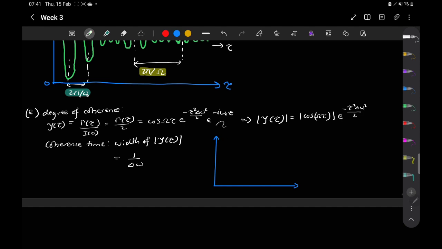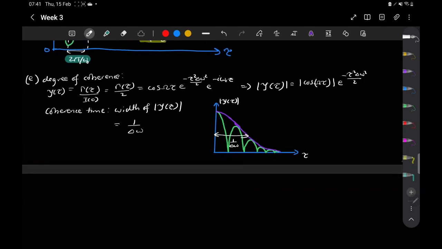Now if I make the plot, the envelope will be this, joining all the peaks, and the width of this envelope function is 1 over delta omega, which is the coherence time. Part F is about plotting this, which we have already done, but let us look at the Mathematica simulation for better understanding.